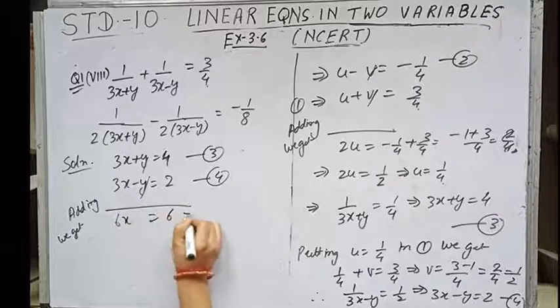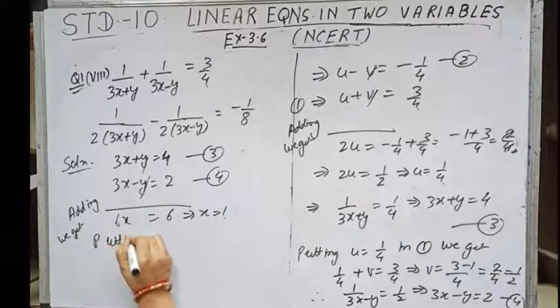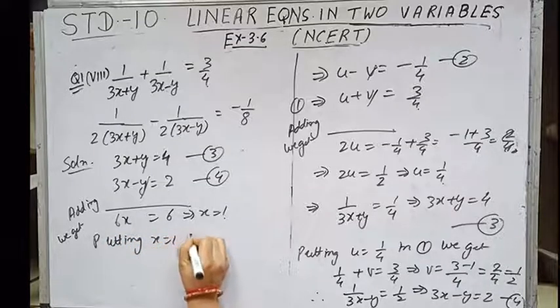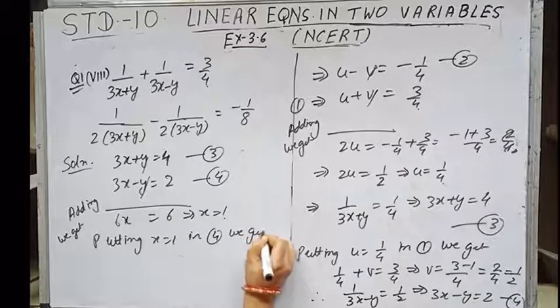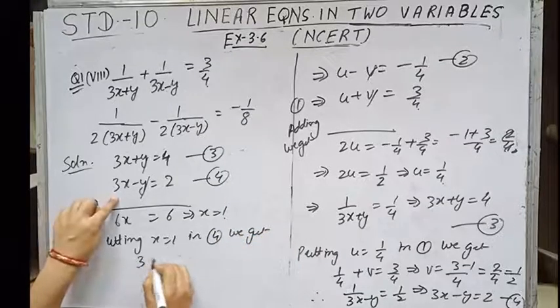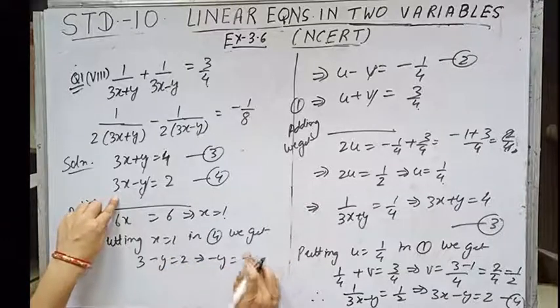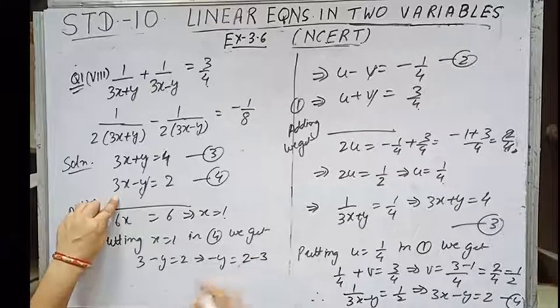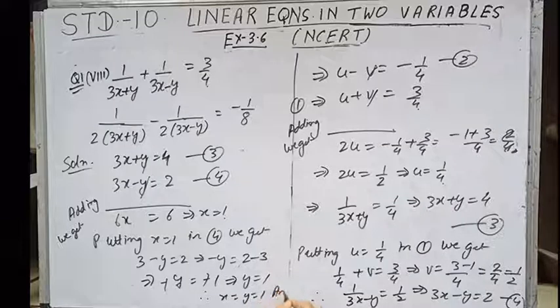6x equals 6 implies x equals 1, and putting x equals 1 in 4, we get 3 minus y equals 2 implies minus y equals 2 minus 3 implies minus y equals minus 1 implies y equals 1. Therefore, x equals y equals 1 is the answer.